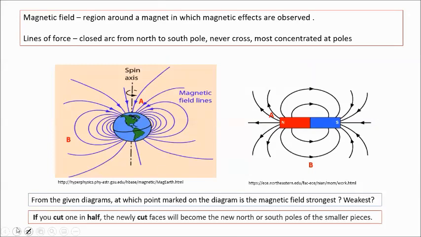Next is magnetic field. Magnetic field is a region around a magnet in which magnetic effects are observed. Lines of force are closed arcs from north to south pole. From north, so nakita nyo kanina na dito yung SN sa Earth. So, galing sa north, pa-out, balik sa south.